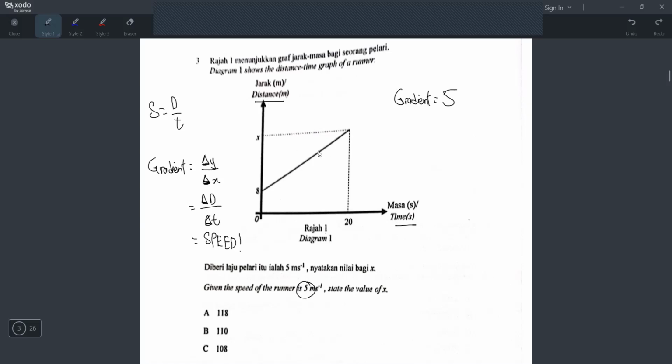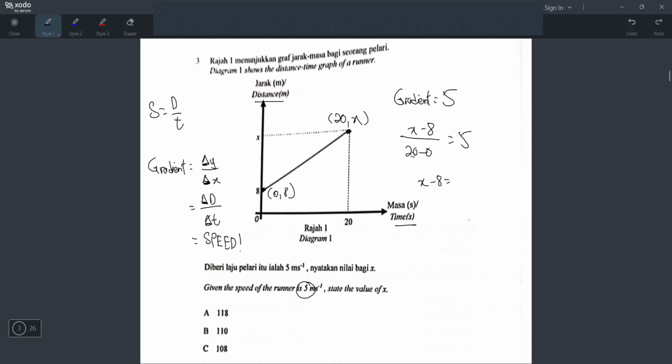There's only one line here, so I'm sure it's talking about this line. So let's find the gradient. How to find gradient? You need 2 coordinates. 20, x, this is my first coordinate. The next coordinate is 0, 8. And the formula for gradient is what? y minus y over x minus x. So you will take x minus 8 over 20 minus 0. Of course, you can also take 8 minus x, divide 0 minus 20. You will get the same answer.